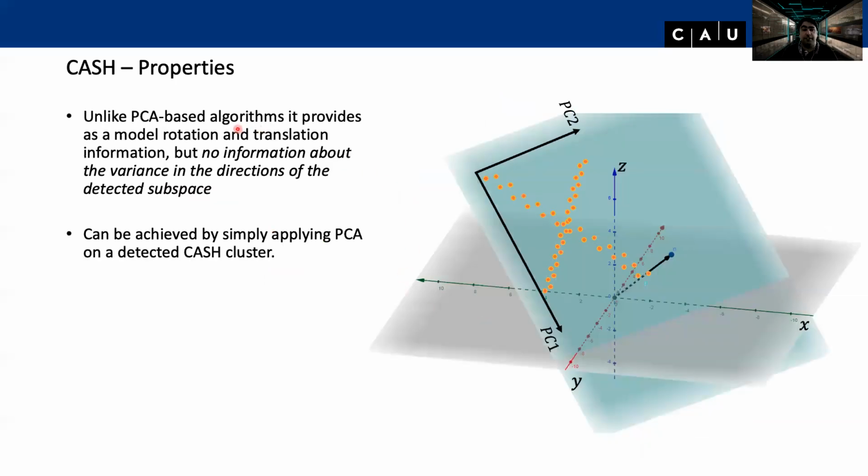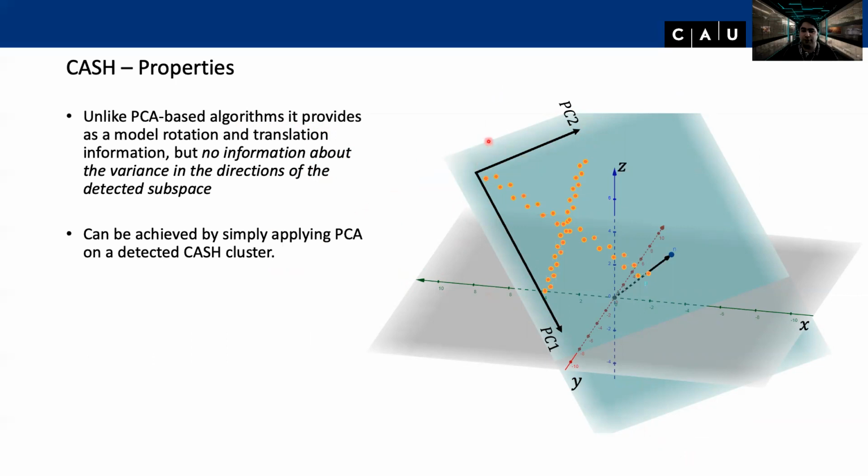And unlike PCA-based algorithms, CASH or the Hough transform provides a model rotation and translation. So it tells you how this plane is oriented in space, but it provides no information about the variance. So CASH is not going to tell you, look, this is the direction of the largest variance and this is the direction of the second largest variance. This information is not provided.